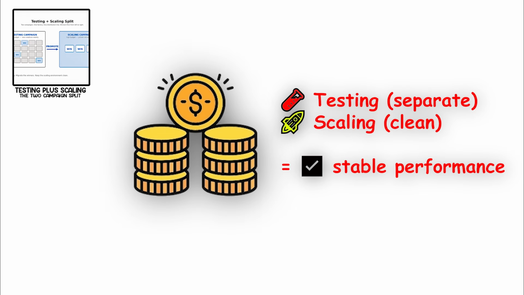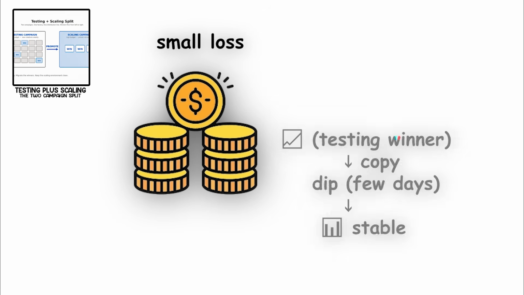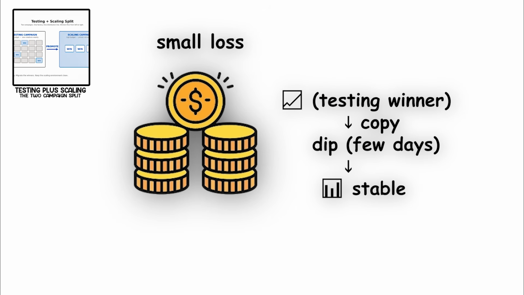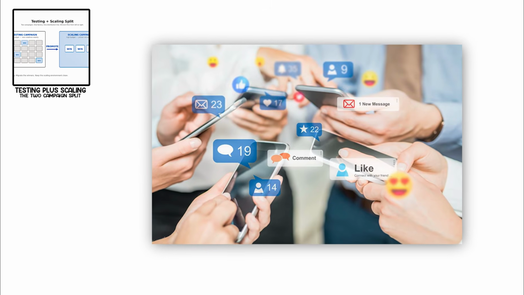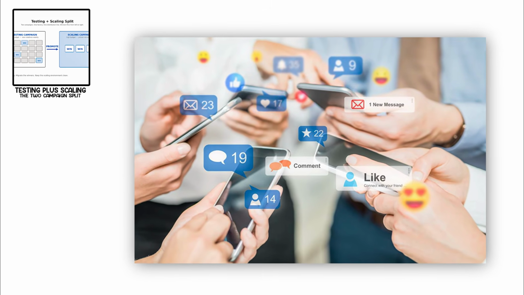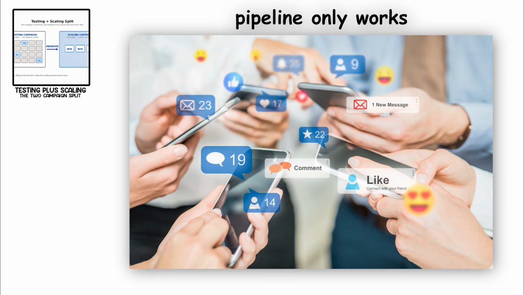The trade-off is what people call the migration tax. When you copy a winning ad over to scaling, it usually dips for a few days before stabilizing. Some people use post-ID duplication to preserve the social proof. Others accept the dip. The pipeline only works if you keep feeding it.